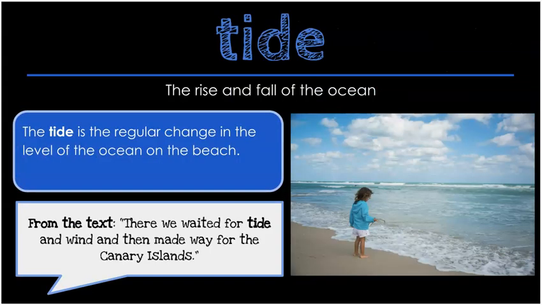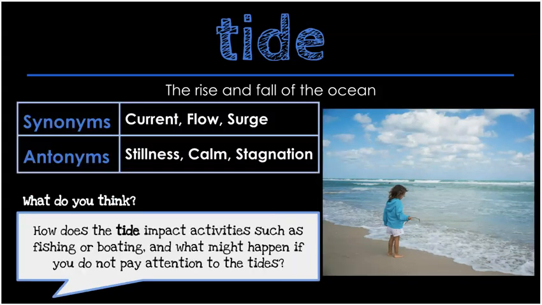According to the text, tide is the rise and fall of the ocean. The tide is the regular change in the level of the ocean on the beach. From the text, "There we waited for tide and wind and then made way for the Canary Islands." In our picture, you can see a little girl waiting by the beach and watching as the tide comes in and the water gets higher up on the beach.